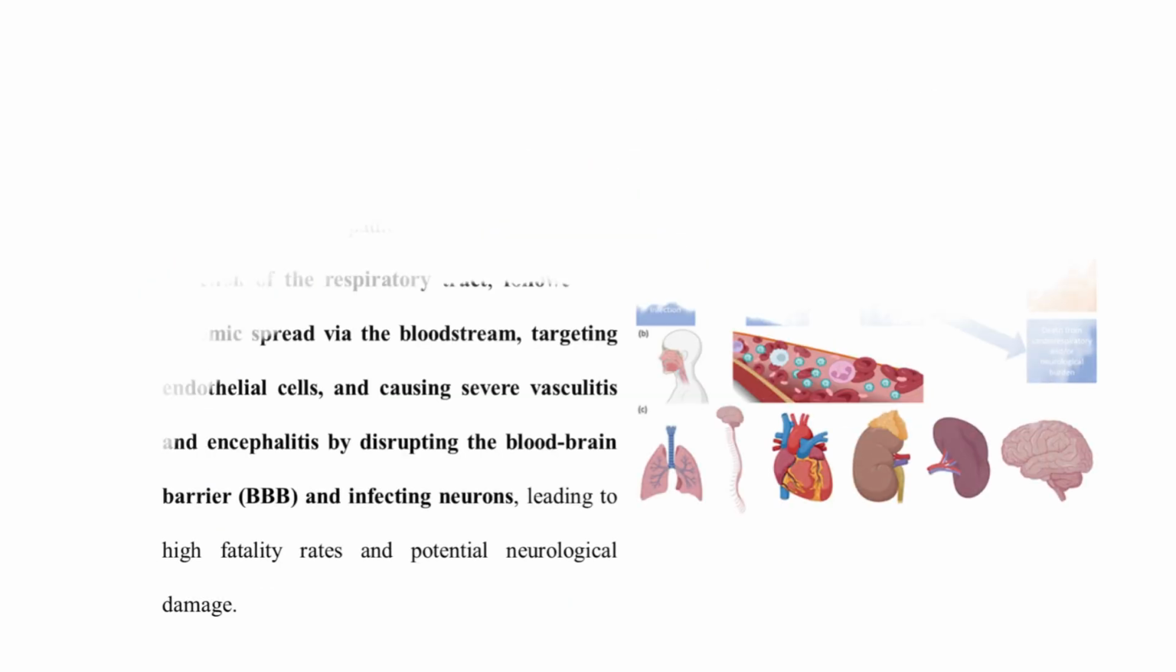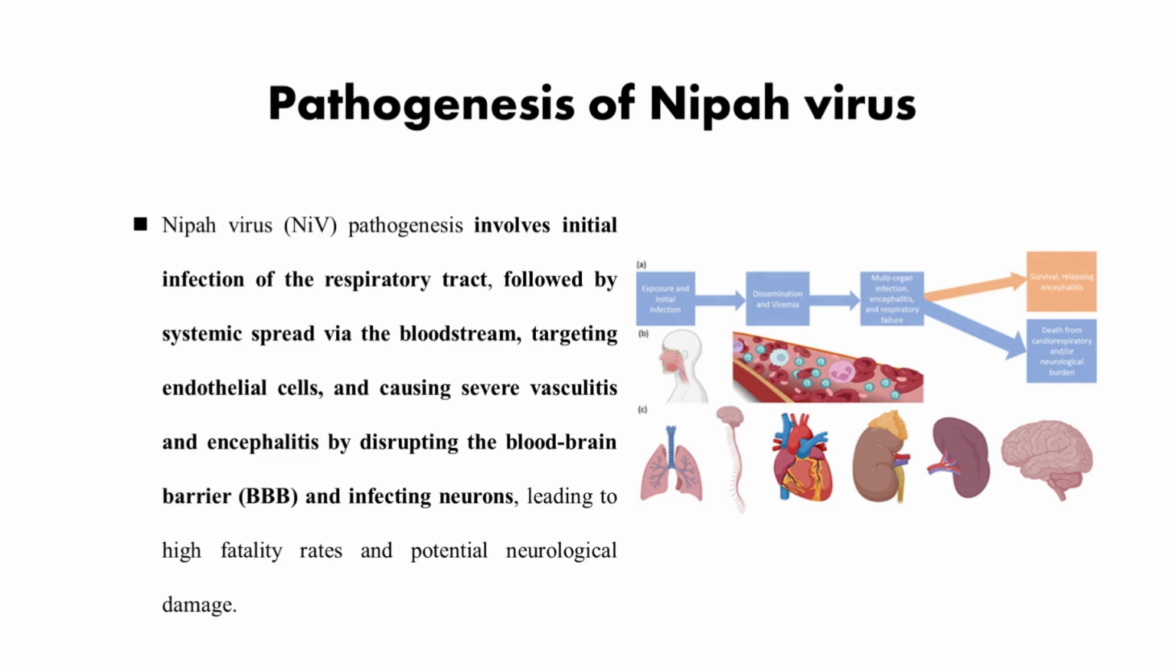Now, let's discuss the pathogenesis of Nipah virus. Nipah virus (NiV) pathogenesis involves initial infection of the respiratory tract, followed by systemic spread via the bloodstream, targeting endothelial cells, and causing severe vasculitis and encephalitis by disrupting the blood-brain barrier (BBB) and infecting neurons, leading to high fatality rates and potential neurological damage.